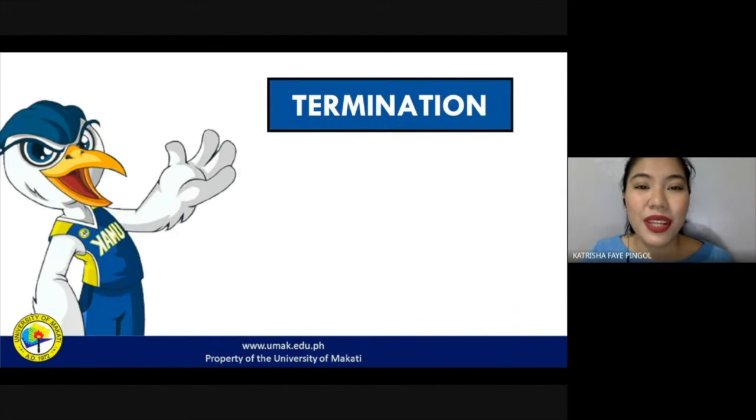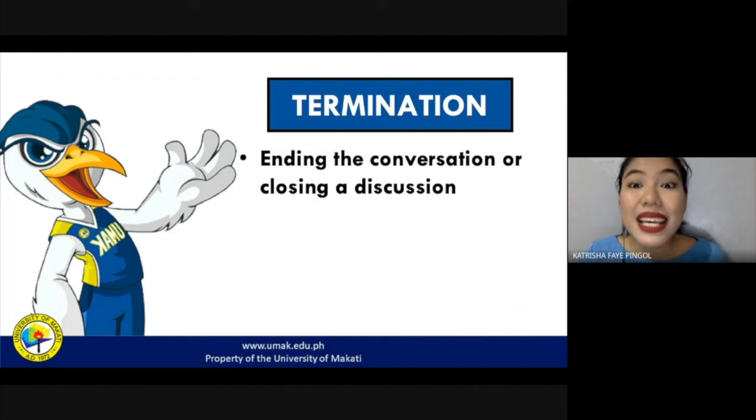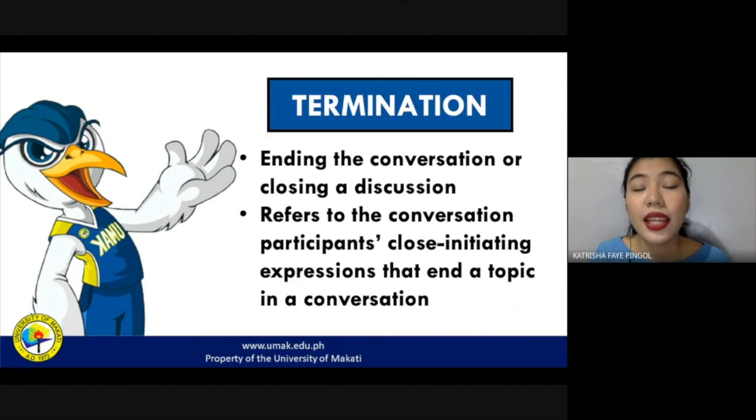Next is termination. If we had nomination at the very beginning of our conversation or communicative situation, termination occurs at the very last part of the conversation process or the communicative situation. So basically, in termination, you are simply ending the conversation or closing a discussion. It usually refers to the conversation participants' close-initiating expressions that end a topic of a conversation.